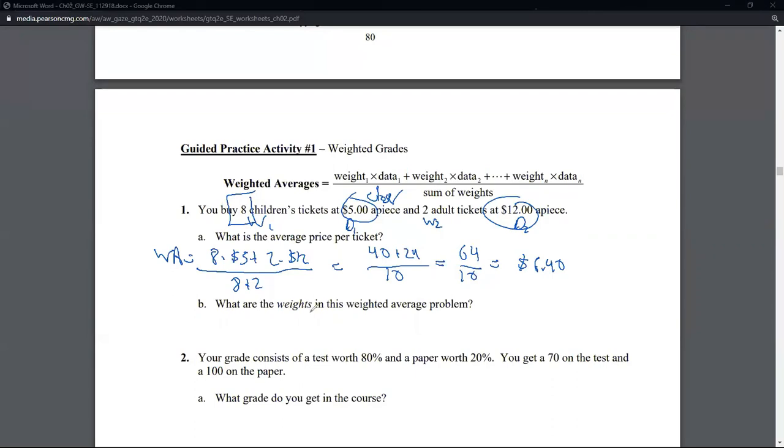So what were the actual weights in this problem? It was the number of tickets.